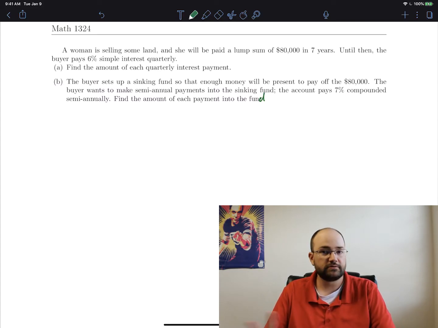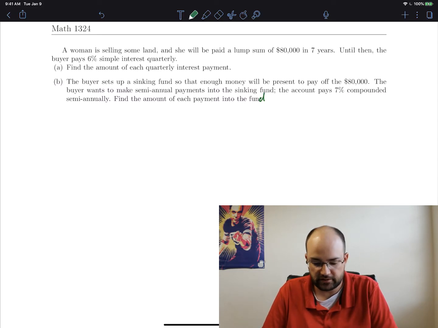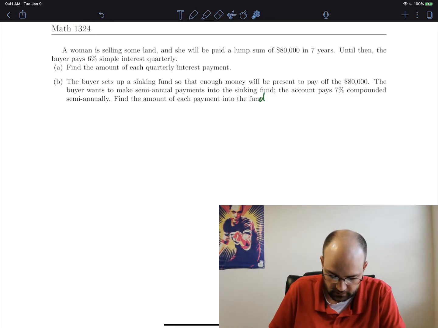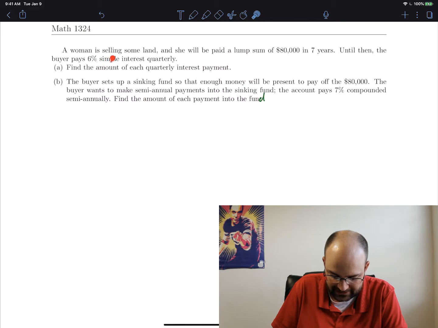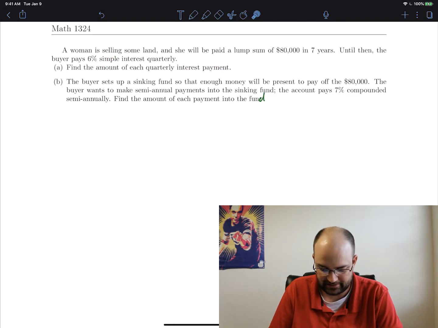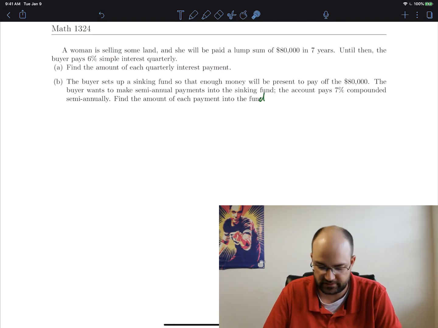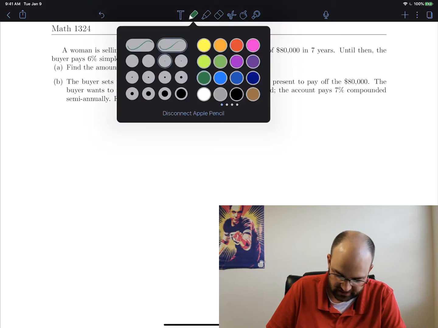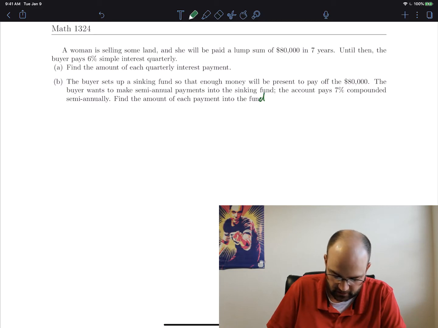Awesome. Okay, so there's actually a lot happening here, and there are two different parts to this that are obvious. But even more so, the first one isn't even compound interest, it's simple interest, that's all it is. So here, we want to find the amount of each quarterly interest payment if we're working with simple interest. That is so important.